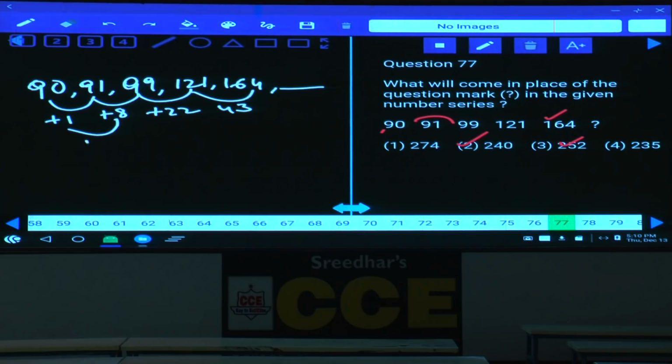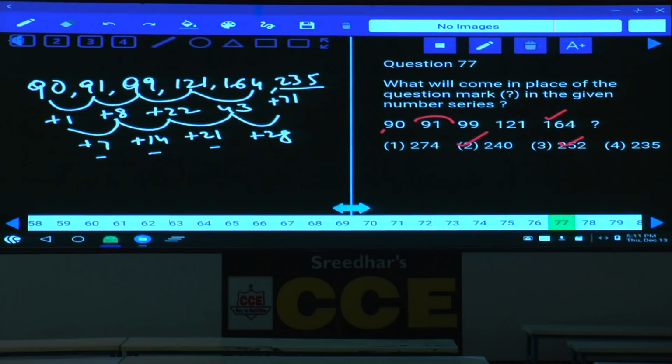Then find the difference between 1 and 8, it is 7, and 8 and 22, it must be how much? 14, isn't it? 14, and 22 and 43, the difference is 21. And the next difference must be how much? Multiples of 7 are added, 7, 14, 21, 28. Now 43 plus 28 is 71. Now this 71 should be added to this. 164 plus 71 is 235. Now 235 is given in which choice? Choice 4. Now this is about question number 77. The difference of difference is multiples of 7.